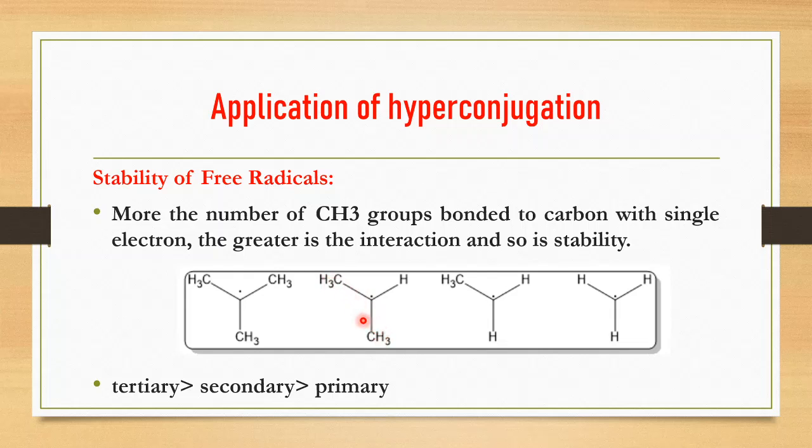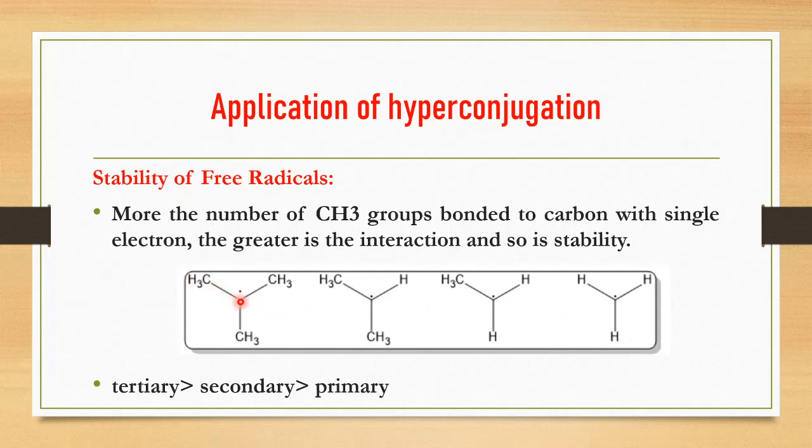So it will show hyperconjugation because of these 6 hydrogen atoms. In this third structure, this carbon atom has just one adjacent carbon atom having 3 hydrogen. So it will show hyperconjugation because of 3 hydrogen atoms. In this structure, there is no adjacent carbon atom, so hyperconjugation is not possible.